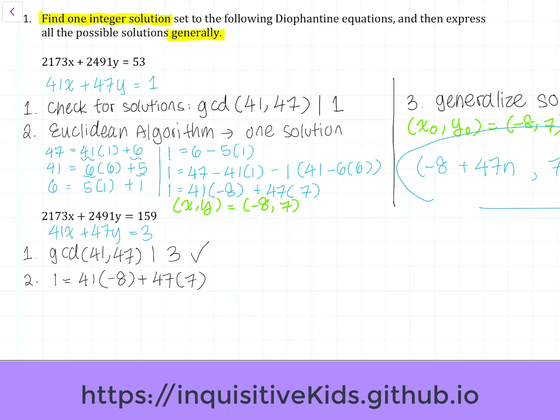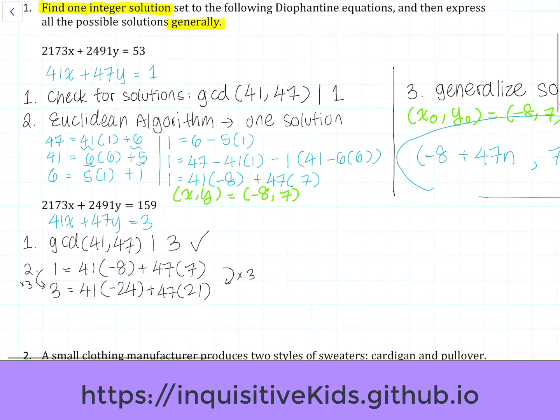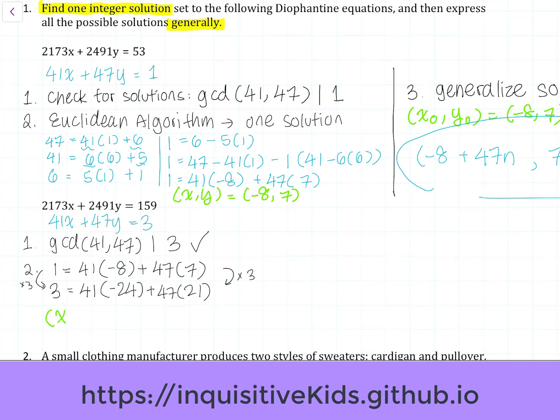This is really close to the second problem, except that we're trying to express 3 on the left side in terms of 41 and 47. So, since now we're trying to express 3, not 1, we can multiply 3 onto both sides. So here we multiplied by 3, which means on the right side we multiply by 3 as well. 3 can be expressed as 41 times -24 plus 47 times 21. So one of the solutions here would be x, y is equal to -24 and 21. This is one of the solutions to this Diophantine equation.